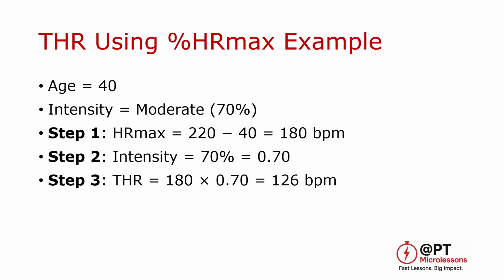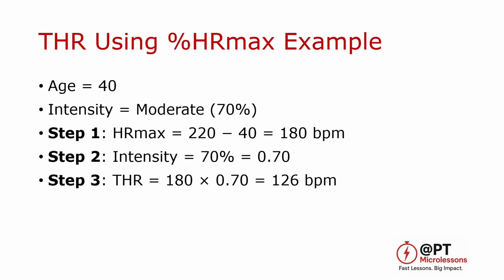Now, let's walk through an example for this method. Your patient is a 40-year-old. To calculate the maximum heart rate, we will take 220 minus 40, which equals 180. That is their max heart rate. Then we select the desired intensity. In this case, we want to set it to moderate. This means we will use 70%, or 0.70. Now, take 180 times 0.70, which gives us a target heart rate of 126 beats per minute.